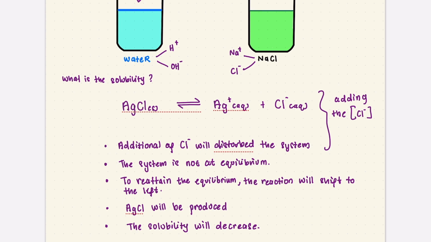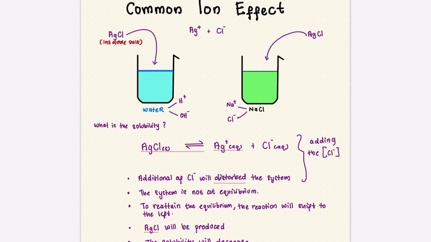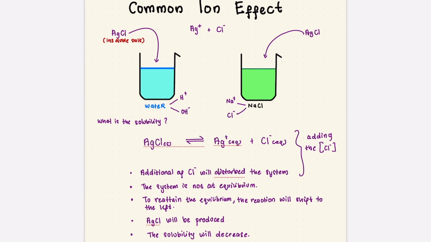Quick revision. If it shifts to the right, it means it is more soluble. If it shifts to the left, it produces more solid and therefore the solubility will decrease. So when it comes to common ion, whenever we add a soluble salt with a common ion, it will definitely decrease the solubility. So the answer will be the same. If the question asks you, it will give you the same answer, that the solubility will decrease.